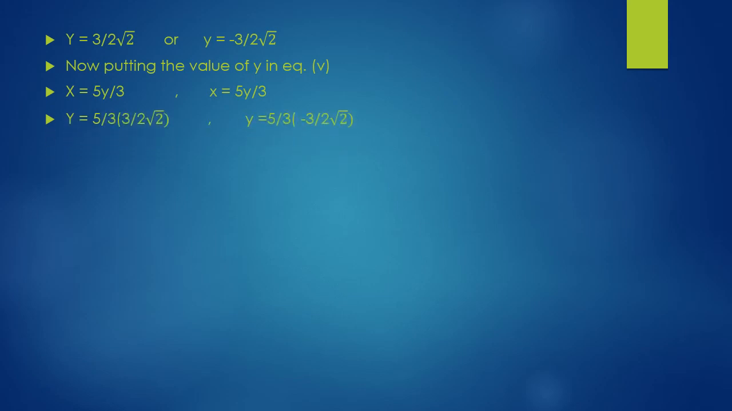is equal to 5 divided by 3 into 3 divided by 2 under root 2, and the other one also is 5 by 3 into minus 3 divided by 2 under root 2. So after simplification, 5 divided by 2 under root 2 and minus 5 divided by 2 under root 2. Solution set is here. Question number 13 is similar to question number 12, so it is your home assignment.